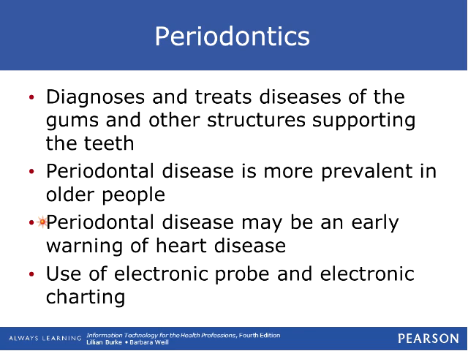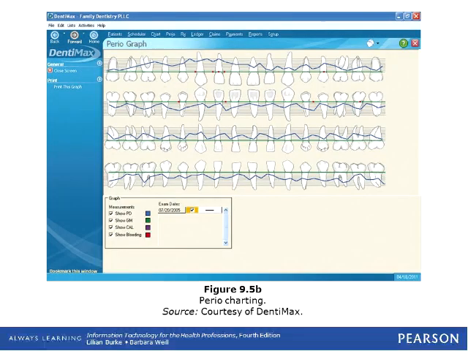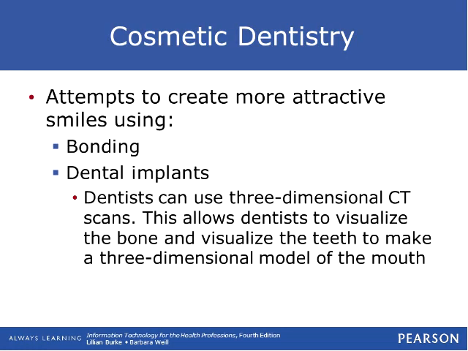So we can use the electronic probe and electronic charting to manage periodontal disease. Here's a good look at what's called a perio chart, used to manage that periodontal disease. Another look at that, where the teeth are, to scale and so forth.